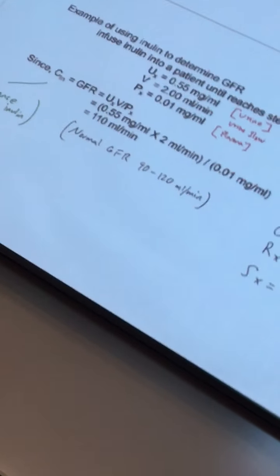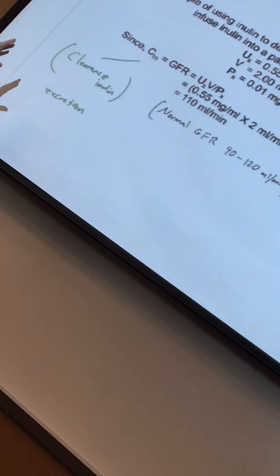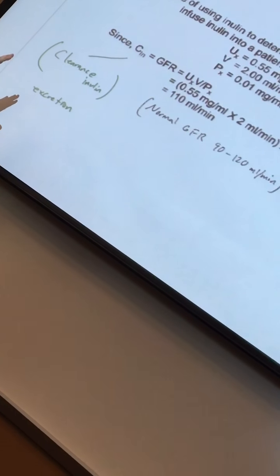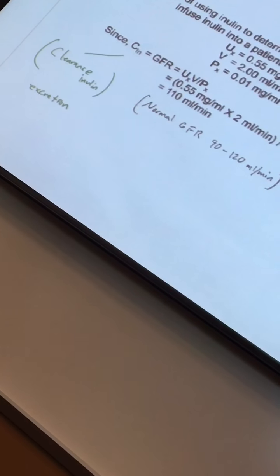So that means clearance of inulin, and the clearance, in other words what you pee out, is equal to the filtration rate if the substance is neither secreted nor reabsorbed, because you're just bypassing that mechanism. So that's what that means.